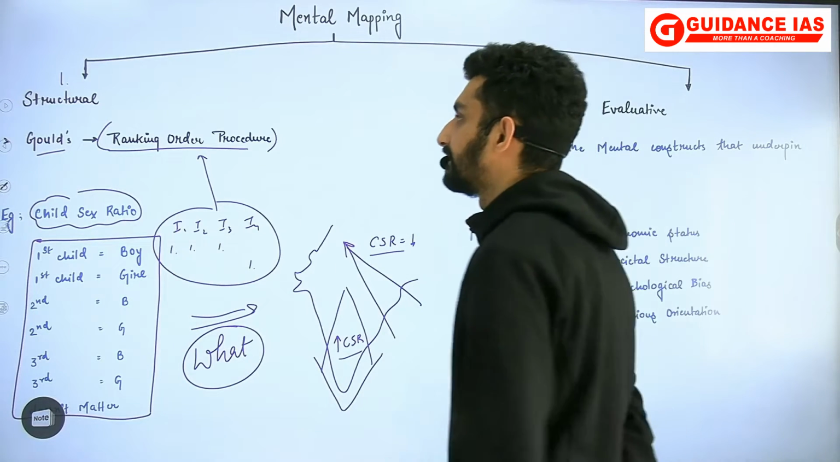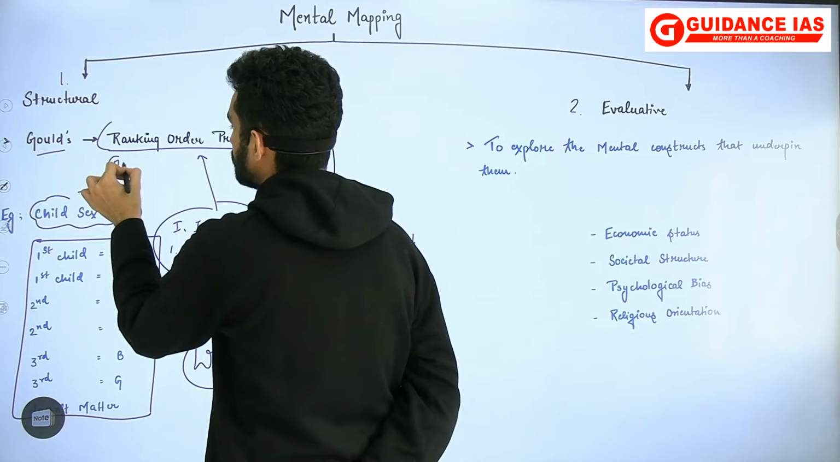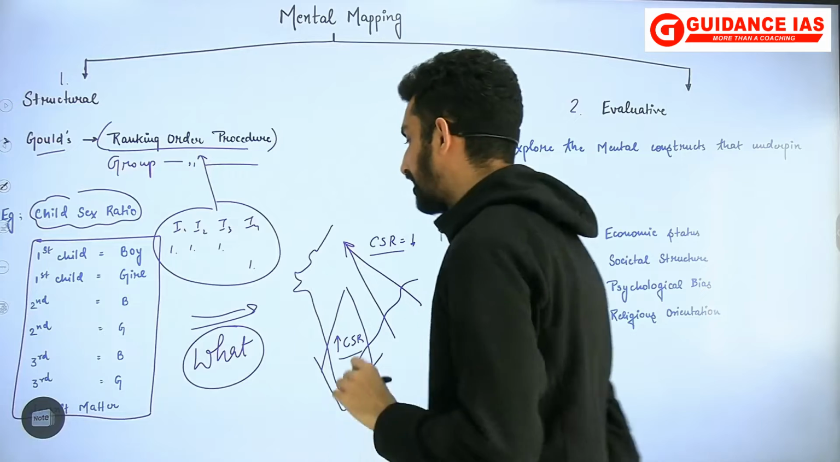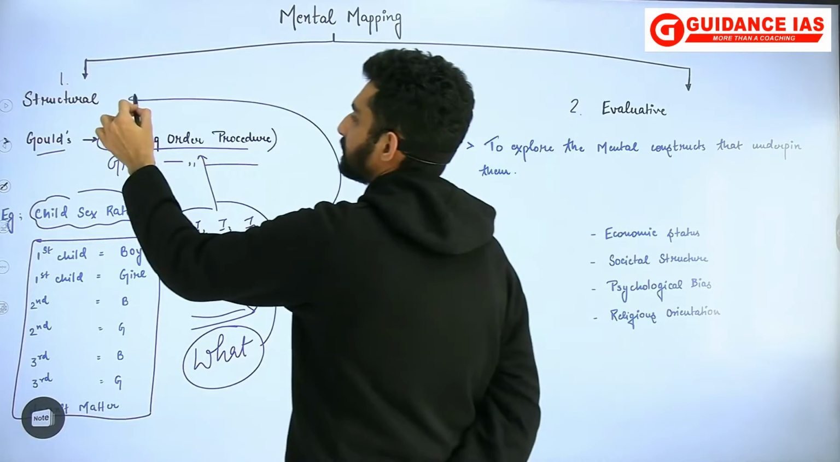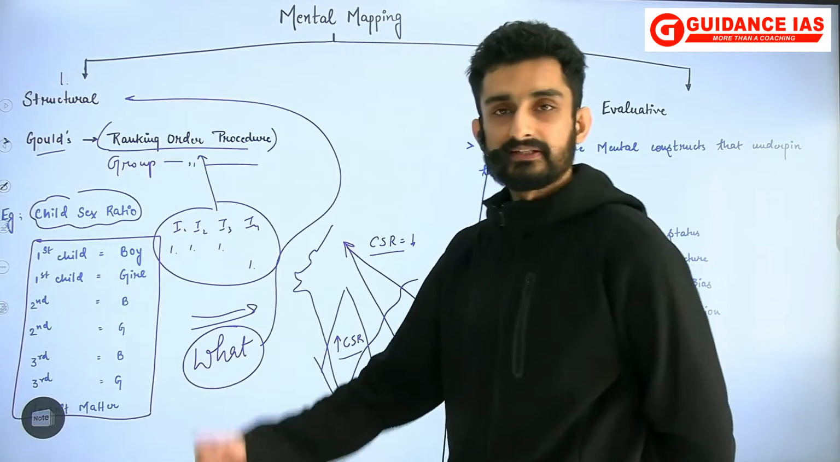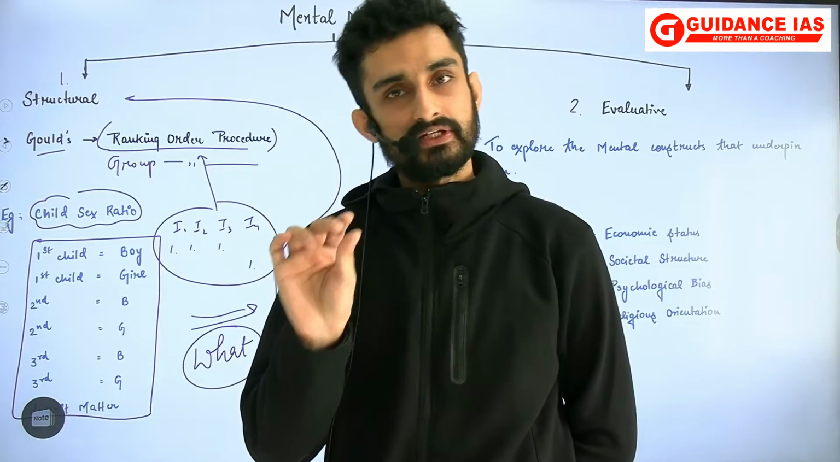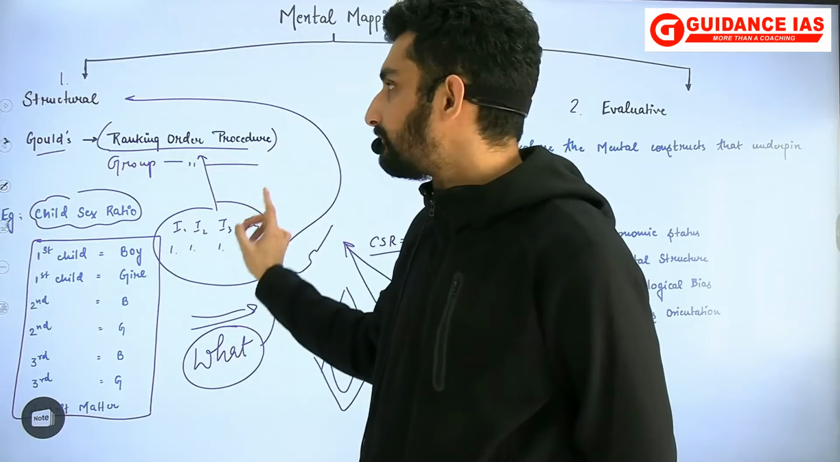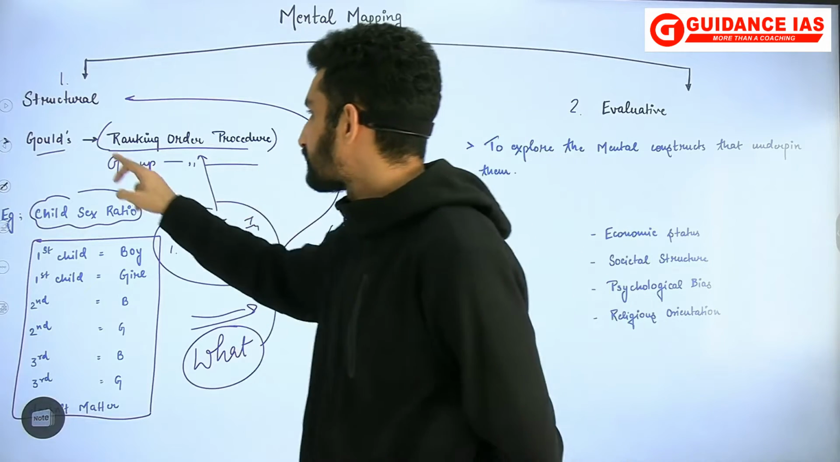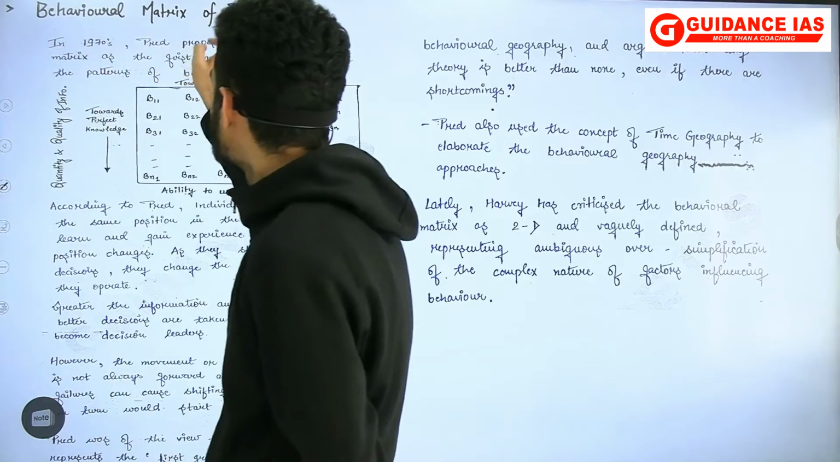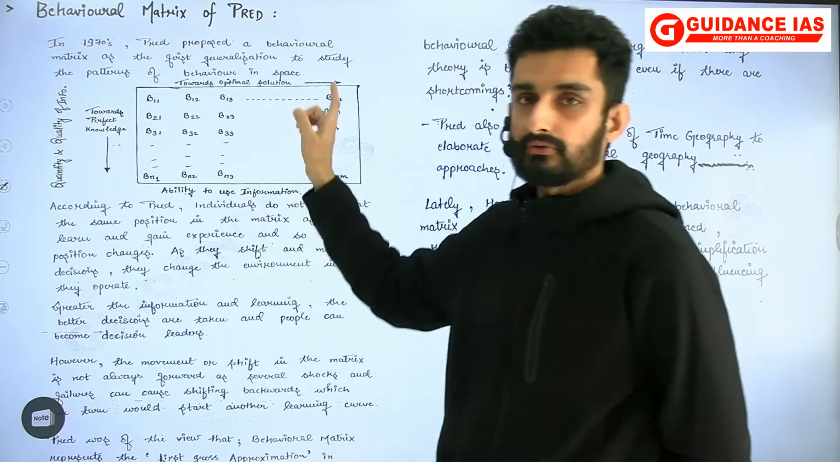And later Gould also developed the group ranking order procedure. So this particular aspect is called structural mental mapping. So in the first phase we will briefly write the works of Julian Wolpert in 1 or 2 or 3 lines. Then we will be writing this method of mental mapping, and that will be our structural mental mapping. Then after that we will be moving towards the behavioral matrix of Pred, because this is also of phase 1.